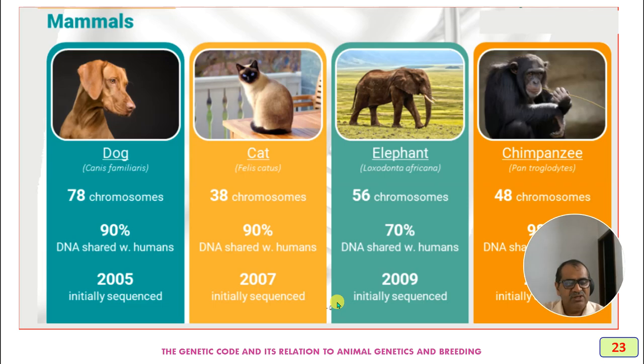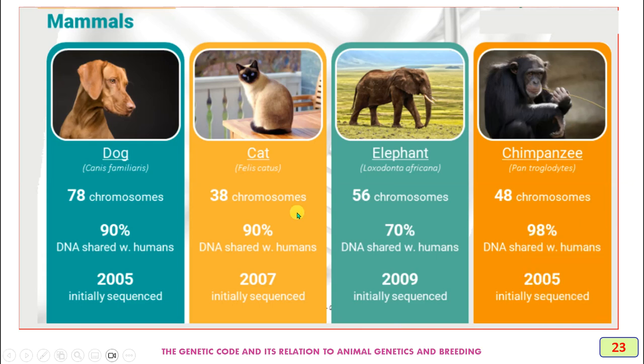Hence, there are certain basic structures. You can see, especially in the case of mammals, the dog has 78 chromosomes and shares 90% of its DNA with the human being. The 78 chromosomes are very nearly matching those of human beings, and it was initially sequenced in 2005. Then the cat has 38 pairs of chromosomes, and 90% of this matches that of the human being.